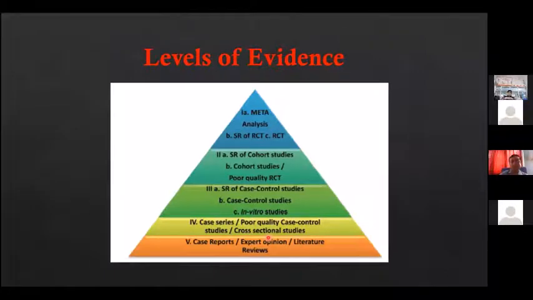Now, based upon these evidences, they are grouped under 5 categories. Obviously, the meta-analysis will be at the top of the pyramid, and the case reports and case series will be at the bottom.